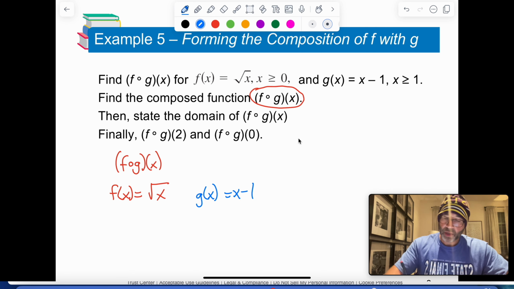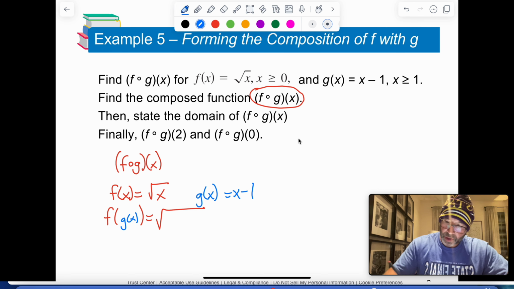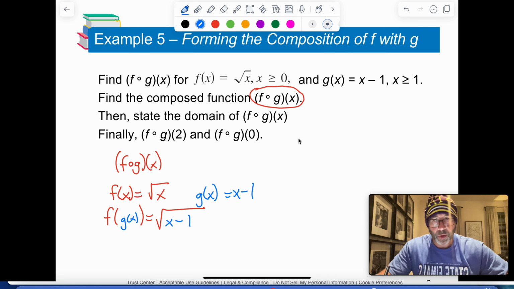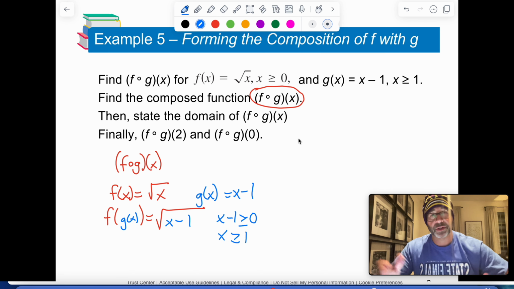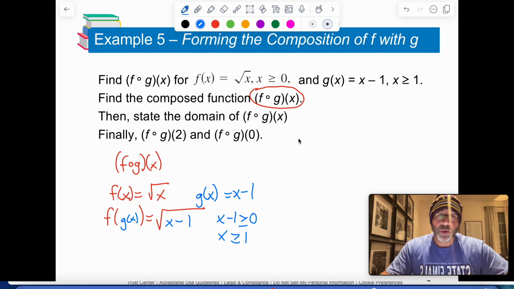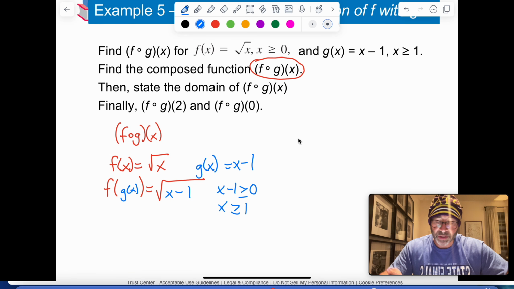That's going to be f of g of x is equal to the square root of x minus 1. Okay? And the domain restriction here is still that x minus 1 has to be greater than or equal to 0. So we would say that x has to be greater than or equal to 1. We still have to state that because it's a square root, so we have a domain restriction here. Okay? So the domain for this, f of g of x, is that x has to be greater than or equal to 1. Okay? And that's it.